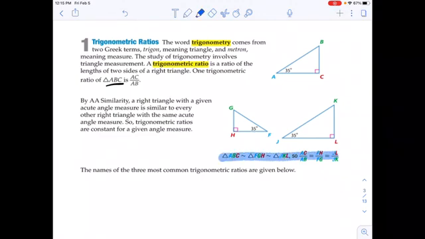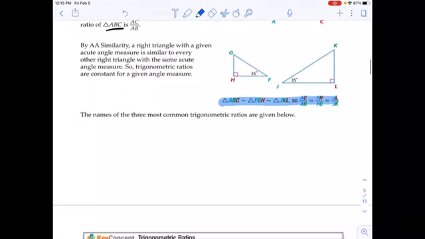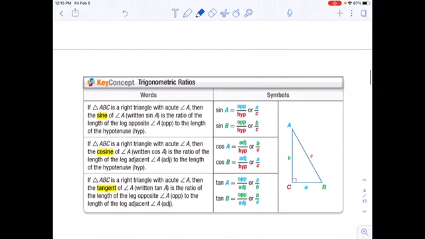And the names of the three most common trigonometric ratios are given below. So we have sine, cosine, and tangent. There are a few others, but we're not going to cover those.